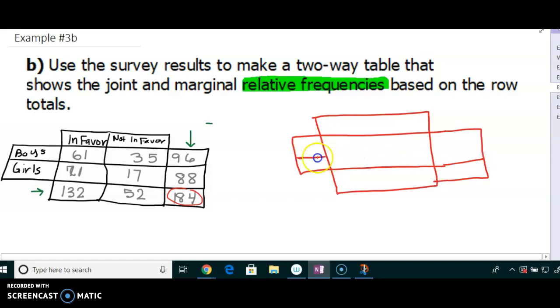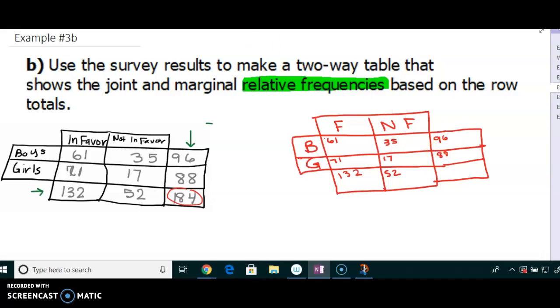All right, so here I'm just going to put boys, girls, in favor, not in favor, okay? And I'm going to go ahead and write each of these numbers down, except this end one. So 61, but I'm going to write them very small in the corner. 35, 17, 52, 96, and 88.